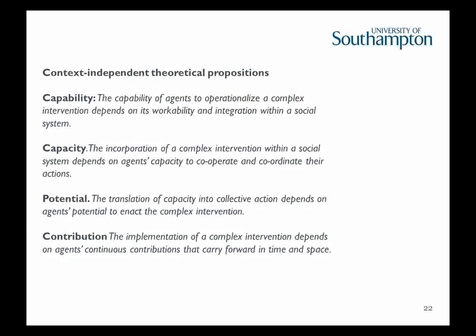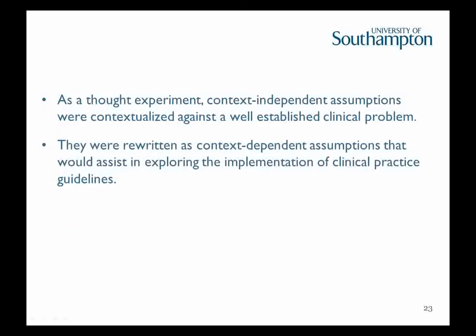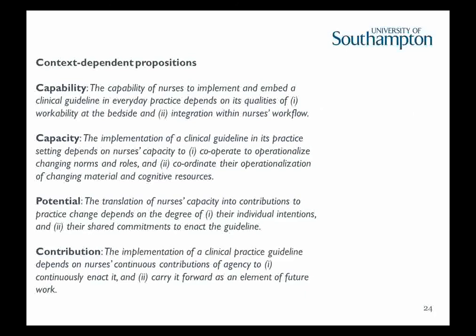And I took the theoretical propositions that had developed from the most recent iteration, the third iteration of normalization process theory. And these are very context independent, they're highly generic. But as a thought experiment, I took those and contextualized them against guidelines as an established clinical problem. And in that 2013 paper, reconstituted those generic propositions as much more context-dependent ones.